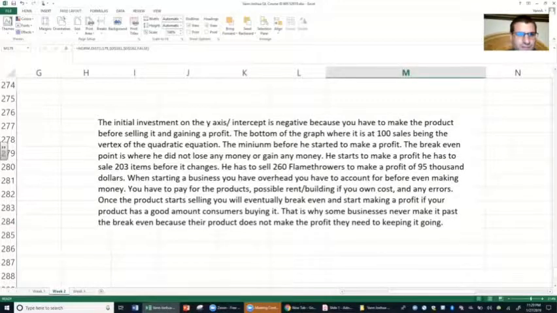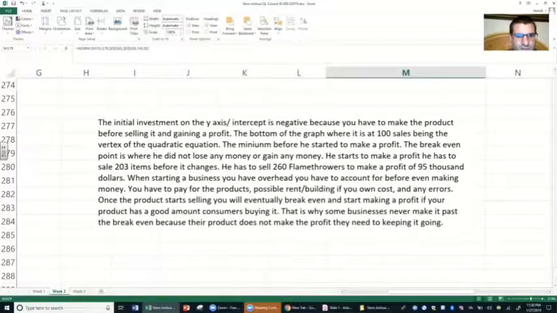He has to sell 203 items before it changes. He has to sell 260 flamethrowers to make a profit of $95,000. When starting his business, you have overhead you have to account for before making any money. You have to pay for the product, possible rent or building if you own it, and other costs.